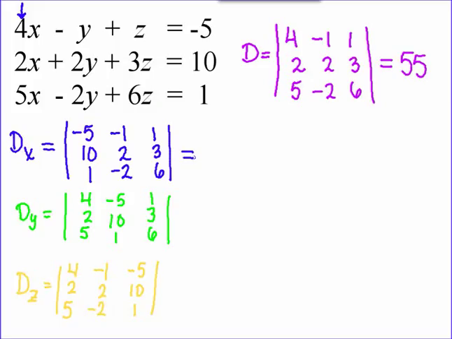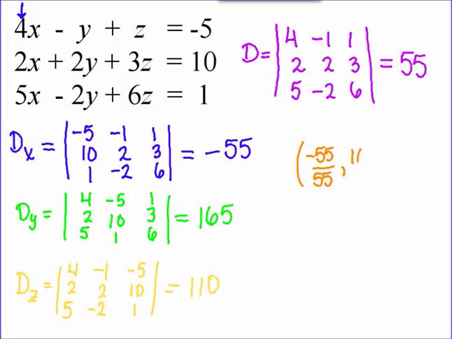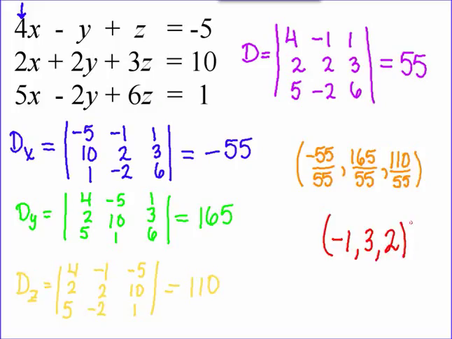Okay, what'd you get, blue group? -55. What'd you get, green group? 165. What'd you get, yellow group? 110. Good. So our solution will be -55 divided by 55. That's going to be x. What's y going to be? 165 divided by 55. And what's z going to be? 110 divided by 55. So our solution will be (-1, 3, 2).